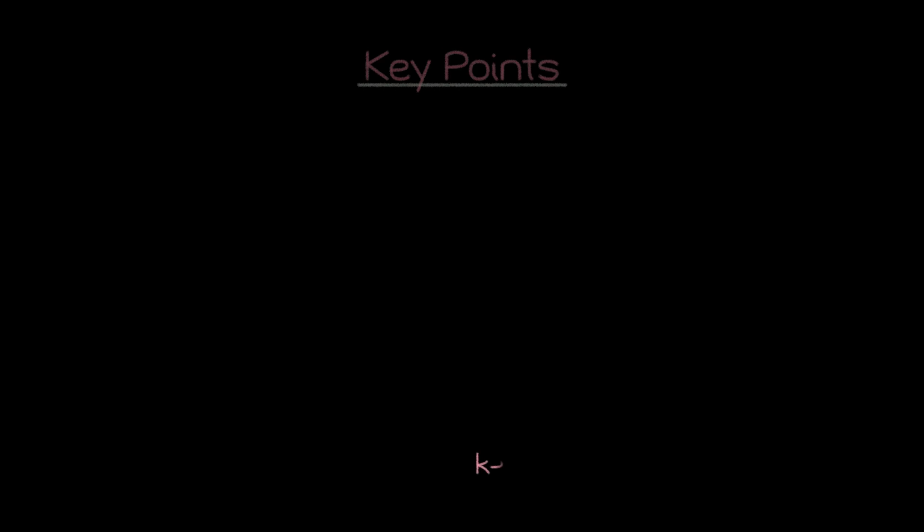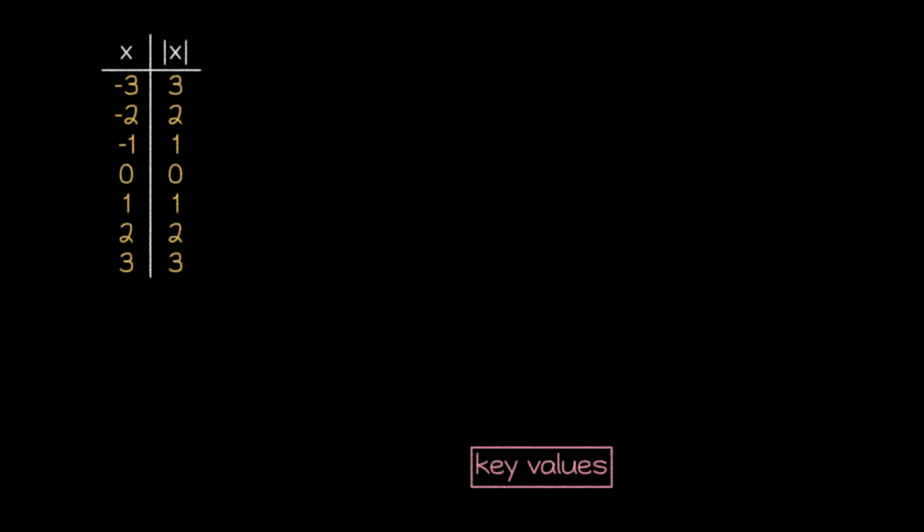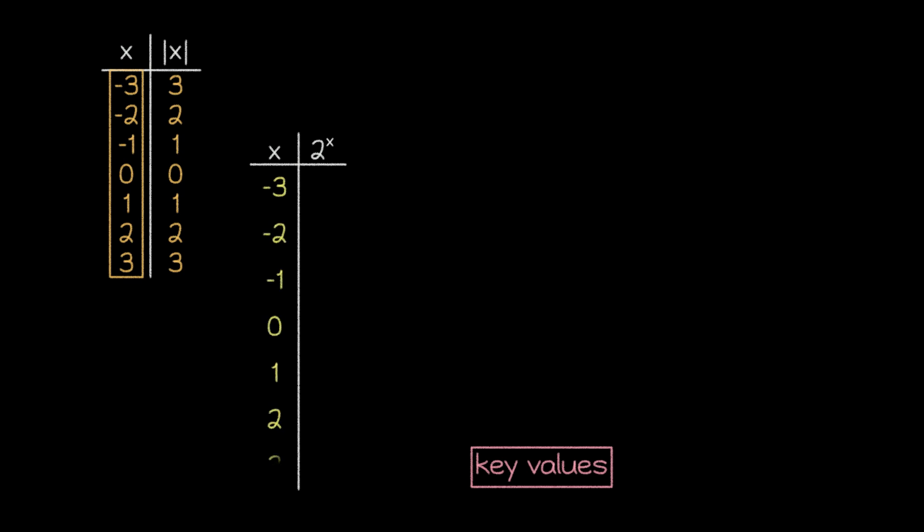First off, key values are numbers that we can plug into a parent function to get a well-rounded picture of what that parent function does to a number. In this video, we considered the absolute value parent function, and our key values were the integers from -3 to 3. And these 7 integers will also serve as key values for several other functions, so we'll regularly refer to them as the 7 key values.